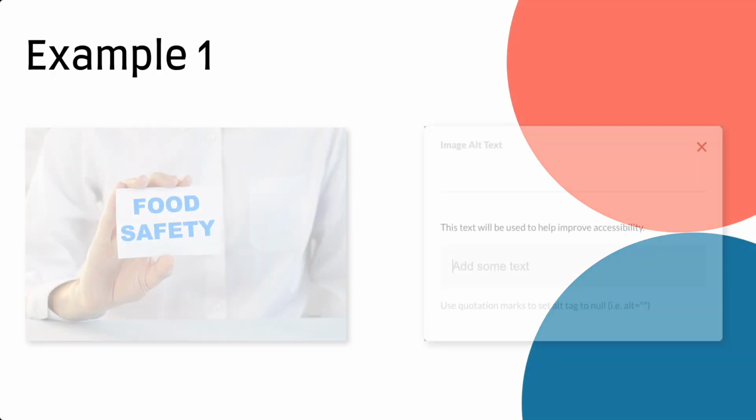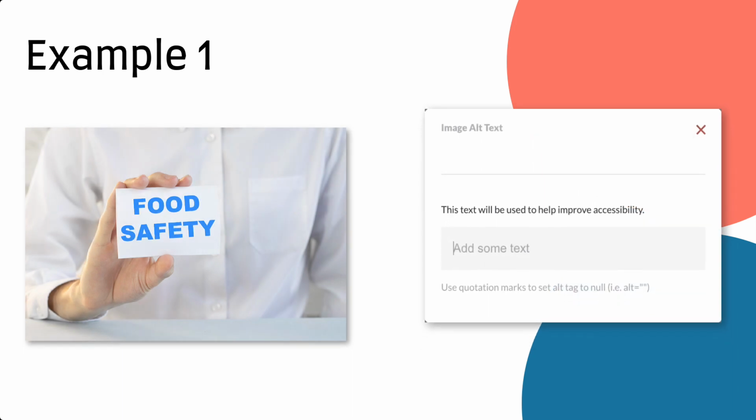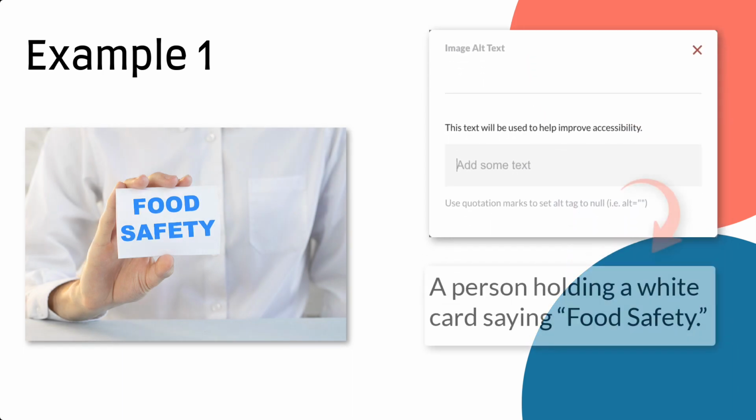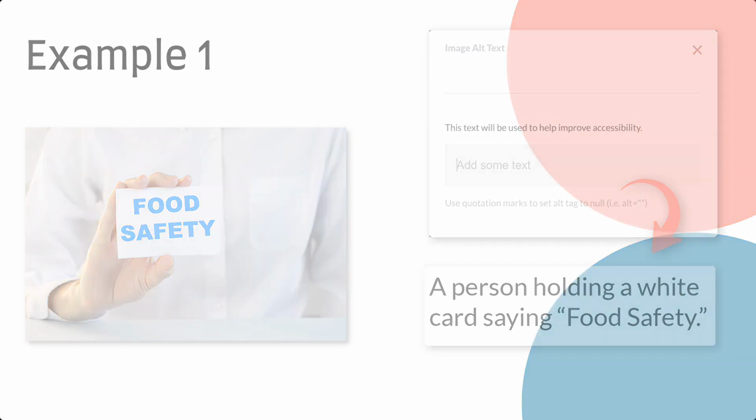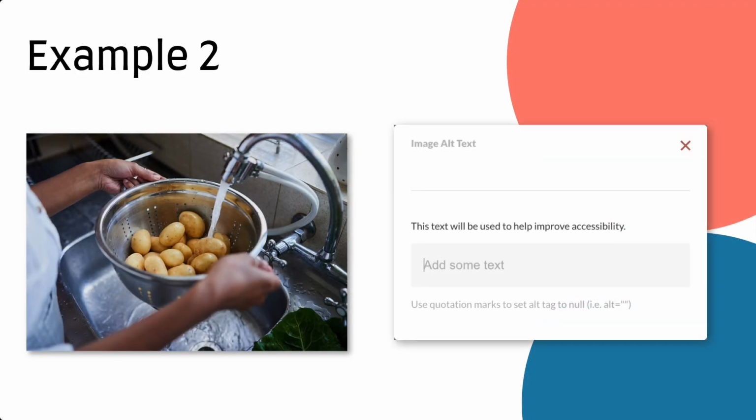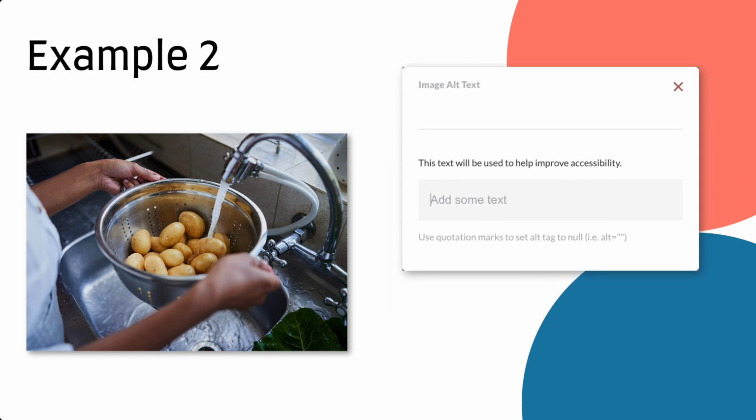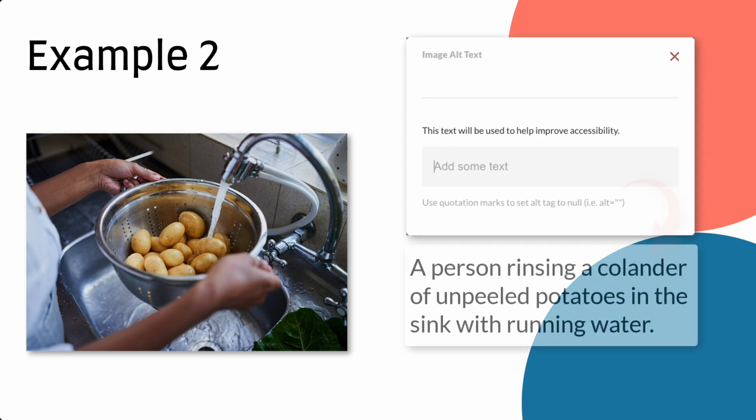So, shall we look at a few examples? Let's say you're creating content on food safety, and you have this image. You might write something like, "A person holding a white card saying, food safety." Let's see another example for the food safety training. The alt text of this image could be, "A person rinsing a colander of unpeeled potatoes in the sink with running water."